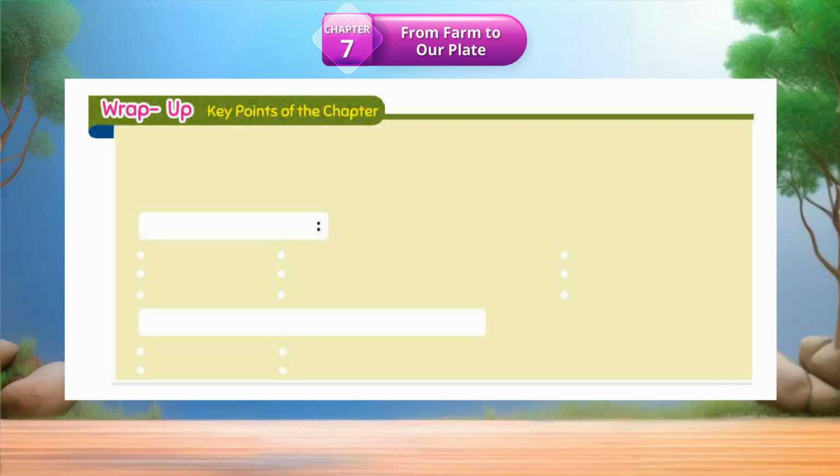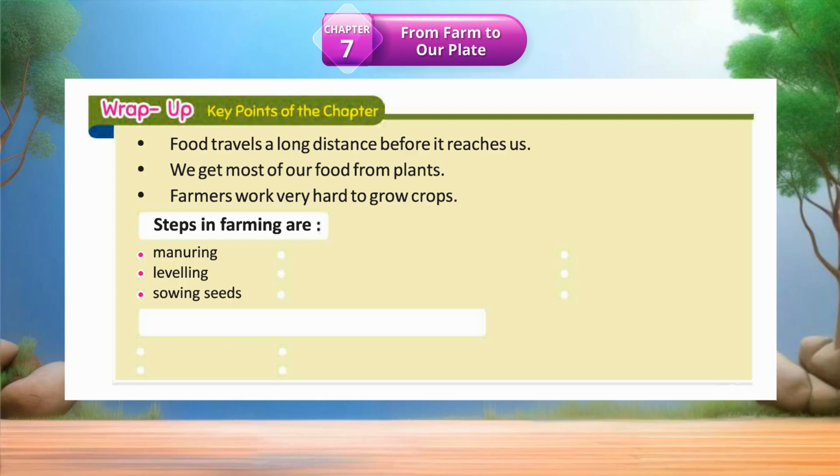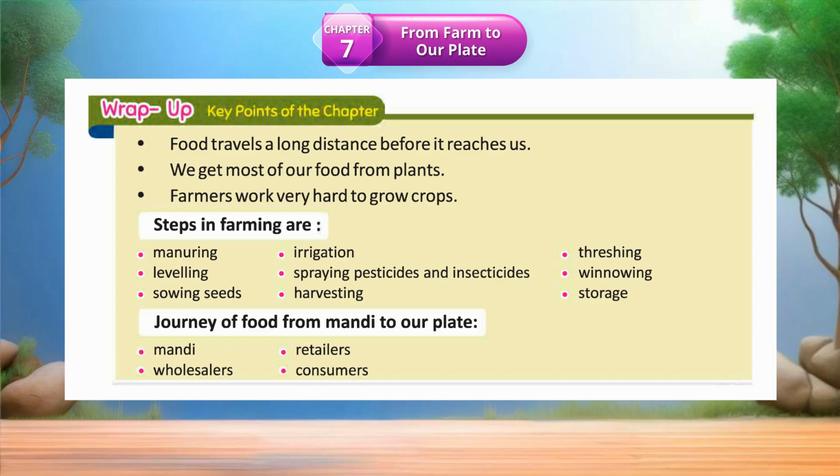Wrap up key points of the chapter. Food travels a long distance before it reaches us. We get most of our food from plants. Farmers work very hard to grow crops. Steps in farming are manuring, leveling, sowing seeds, irrigation, spraying pesticides and insecticides, harvesting, threshing, winnowing, storage. Journey of food from mandi to our plate: mandi, wholesalers, retailers, consumers.